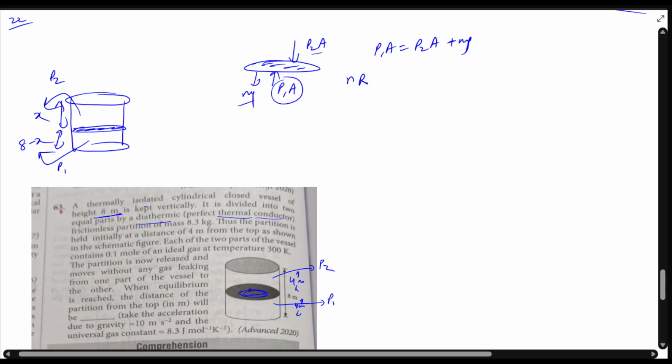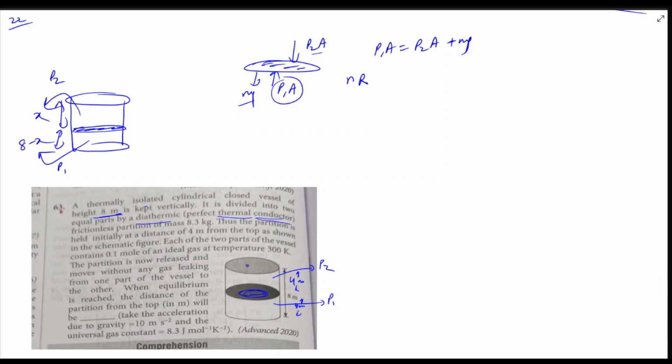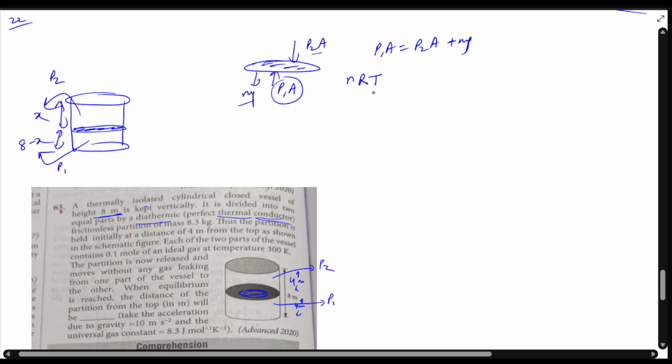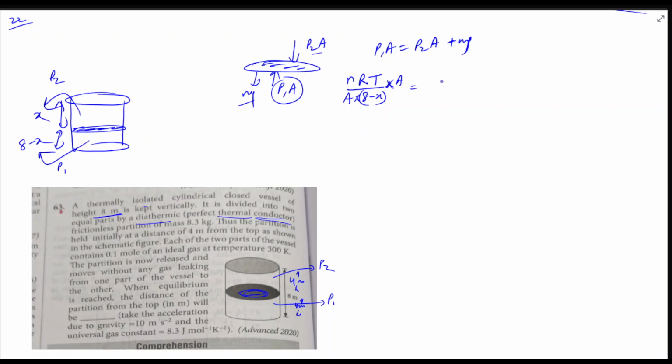Temperature will also be the same because this is a perfectly thermal conductor. So we'll write it as temperature T divided by volume. For volume, we can write this as area A into 8 minus x. So A into 8 minus x, and this is our area A. Now P2 will be nRT upon area A into x, plus the weight of the partition divided by area A.